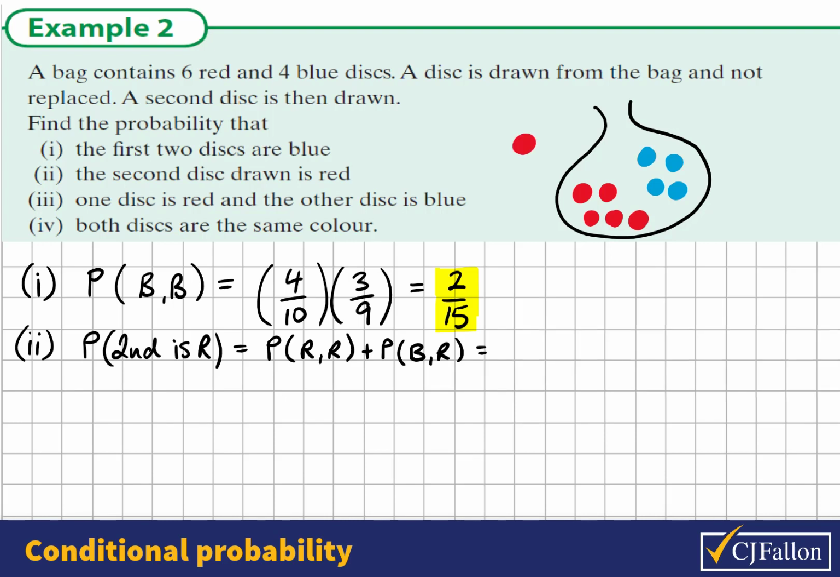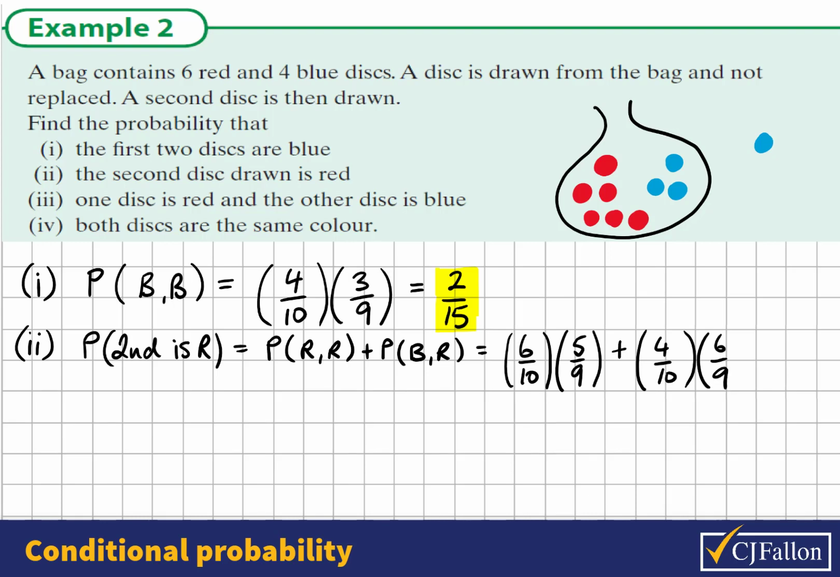The probability of drawing a red the first time would be 6 out of 10. Having drawn this red, the probability of drawing a red again would be 5 out of 9. Or we could have drawn a blue the first time. The probability of this happening is 4 out of 10. And of getting a red then, we would have 6 out of 9. So when we add these up, we see we get 27 out of 45.